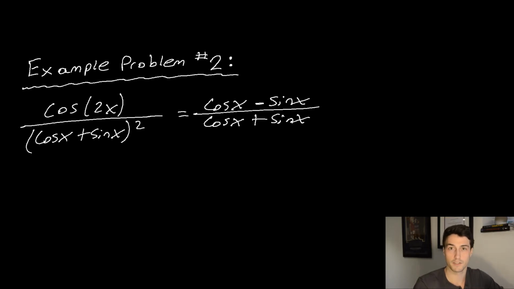So moving on to example problem number 2. On the left side, it looks like more transformations or more identities can be used in this situation, and the right side I'm just going to leave for now. The left side here we have this cos 2x, so that's a double angle identity.